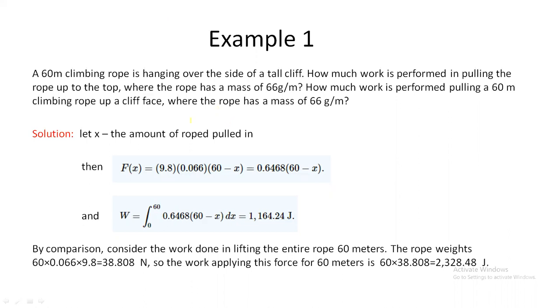How much work is performed in pulling the rope up to the top where the rope has a mass of 66 grams per meter? So it's a 60-meter climbing rope. The second one is how much work is performed in pulling a 60-meter climbing rope up a cliff face where the rope has a mass of 66 grams per meter. Okay, I'll give you around 2 minutes to process the problem.